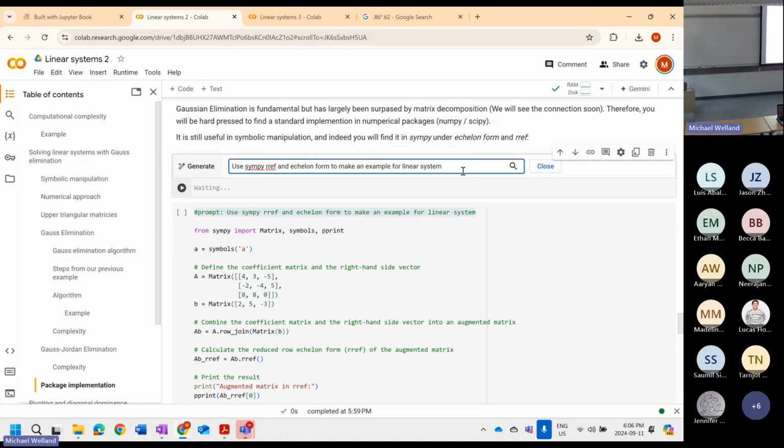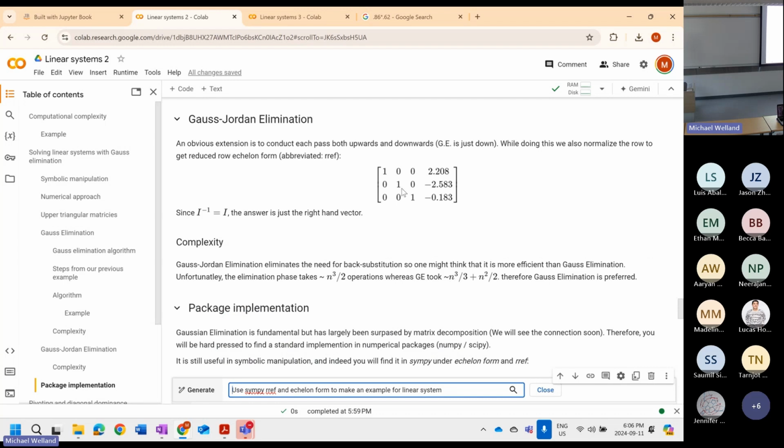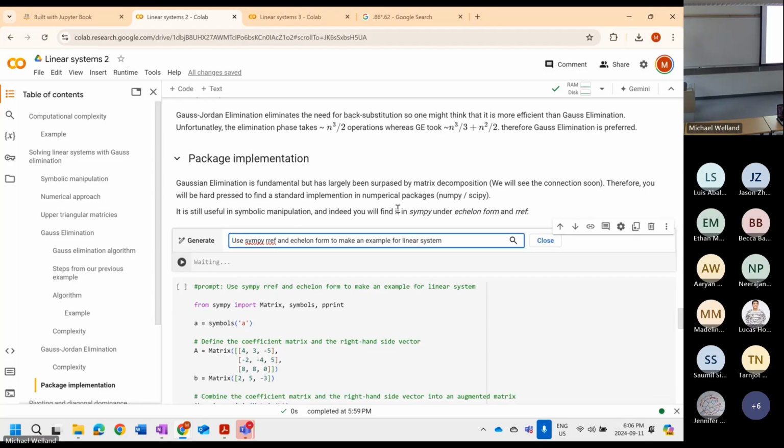I wanted to use the SymPy RREF and echelon to make an example for a linear system. RREF stands for reduced row echelon form. I think I forgot to mention that. It's in the notes here. This is reduced row echelon form: ones on all the diagonals, nothing else. Okay, going to make that for a linear system.